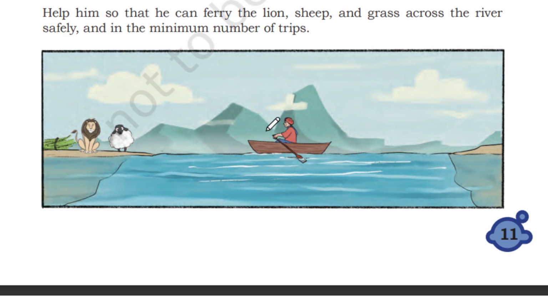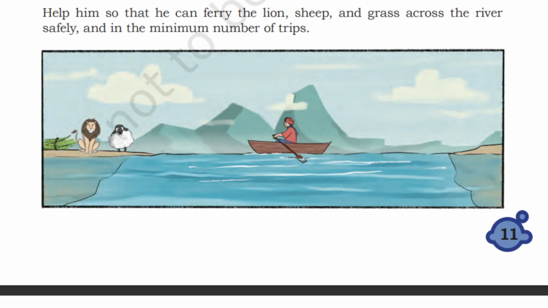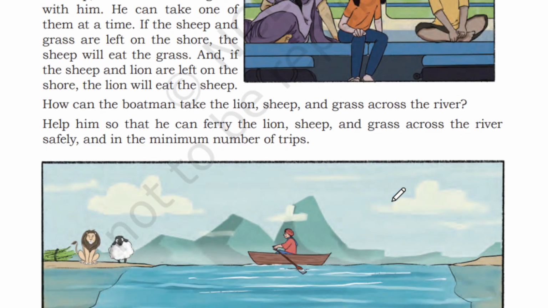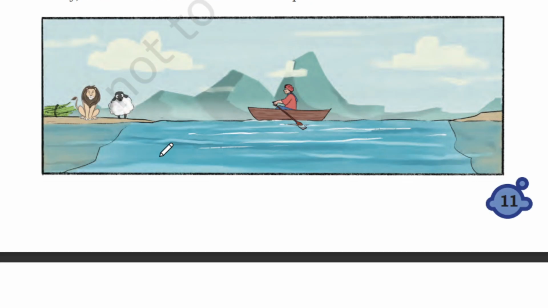Okay, so this is easy. We'll do it one by one. Okay, now who's going to solve this puzzle? Sanju is going to solve this puzzle. So let's see. What will happen here is it should be a very minimal number of trips.